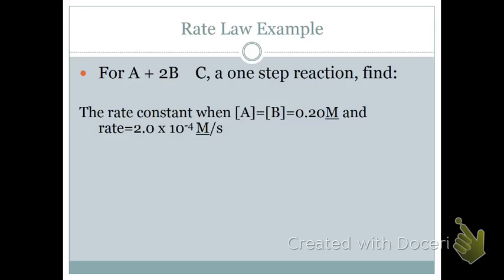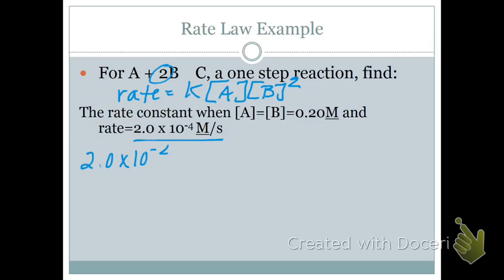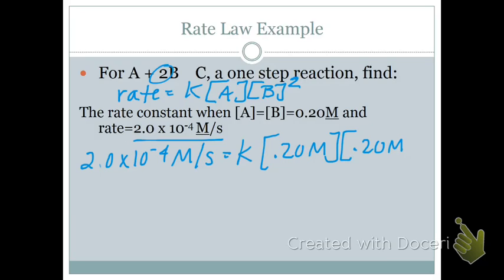Okay, so let's do some calculations. This particular problem wants us to calculate the rate constant when we know that our concentrations of A and B are both 0.2 molar and it's giving us the rate. So it's already given us the rate. So we want to write rate is equal to K times the concentration of A times the concentration of B squared because of that 2. So it gave us a rate of 2.0 times 10 to the negative 4 equals K times 0.2 molar times 0.2 molar squared.